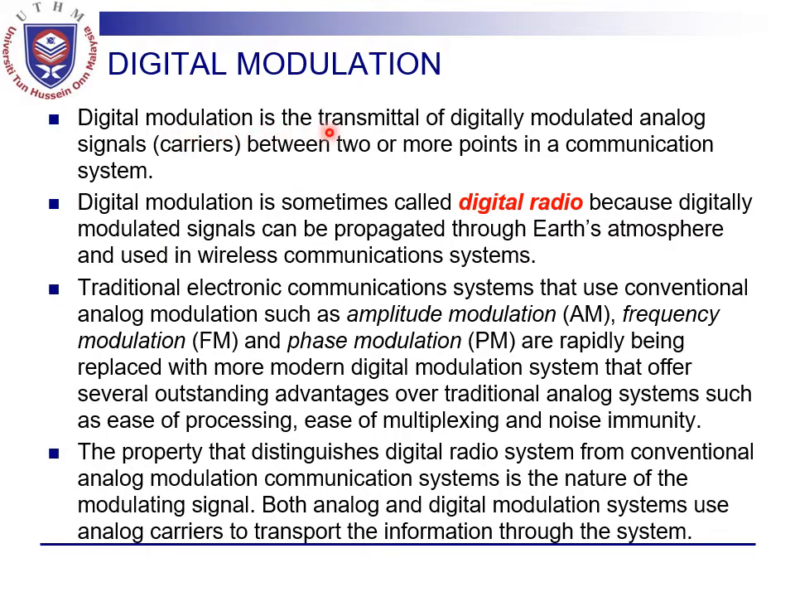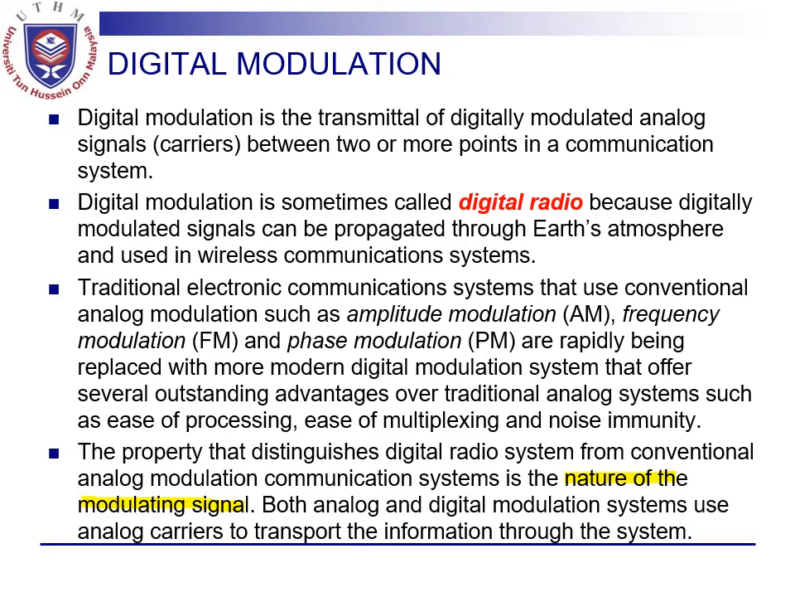Digital modulation is the transmittal of digitally modulated analog signals between two or more points in a communication system. Sometimes digital modulation is also called digital radio. For the conventional modulations, we have amplitude modulation, frequency modulation, and phase modulation. But what differentiates digital modulation from analog modulation? What makes them different is the nature of the modulating signals. I would like to highlight this: the nature of the modulating signals.